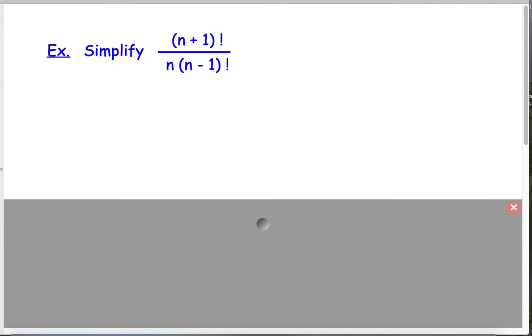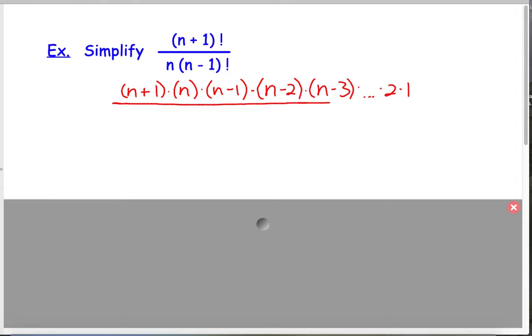All right, so let's start writing this out. What's n plus 1 factorial? Well, it's n plus 1 times 1 less than that. So if you subtract 1 from n plus 1, you'll just have n, times 1 less than that, which would be n minus 1. And you keep going, n minus 2, n minus 3, etc. Keep going, and eventually you'll get down to 1.